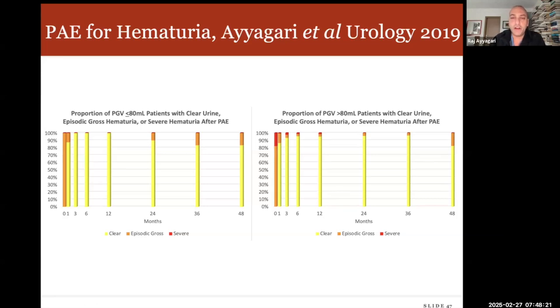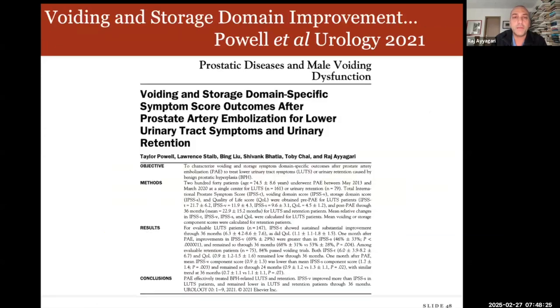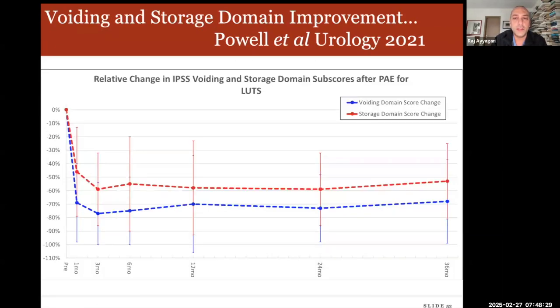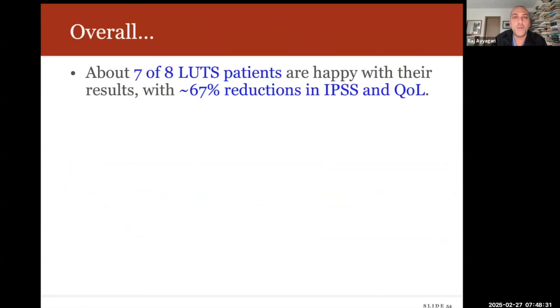So it's very, very successful. We say well over 95% of patients generally will stop bleeding. And this is a lot of subtle information that we need not go through today. Overall, about 7 out of 8 patients have a great result with this procedure when they have lower urinary tract symptoms, with a 2/3 reduction in their scores.